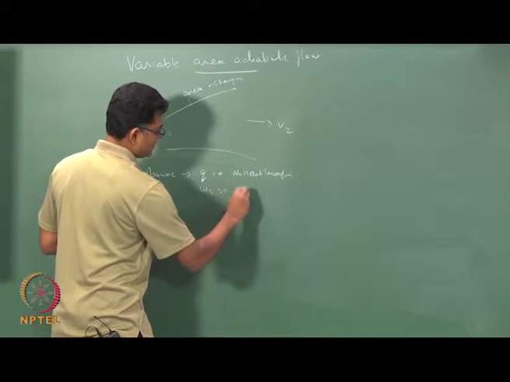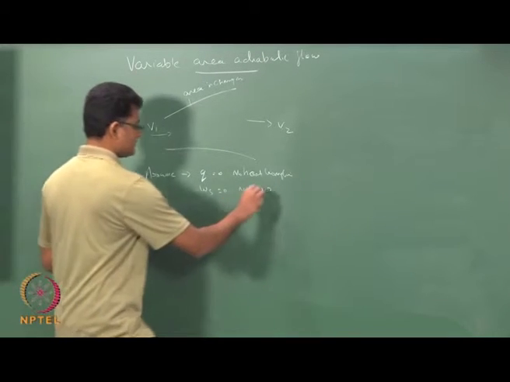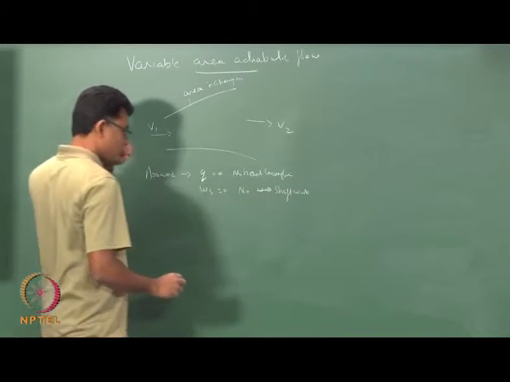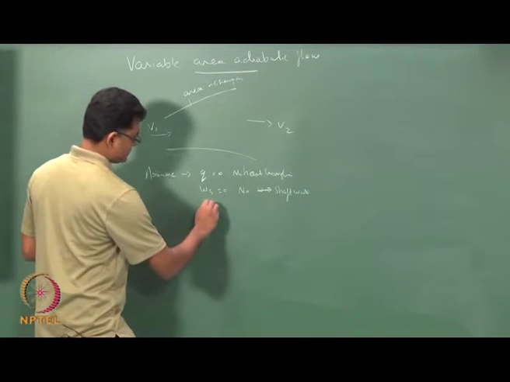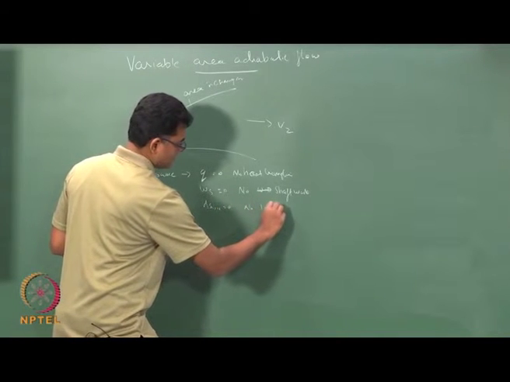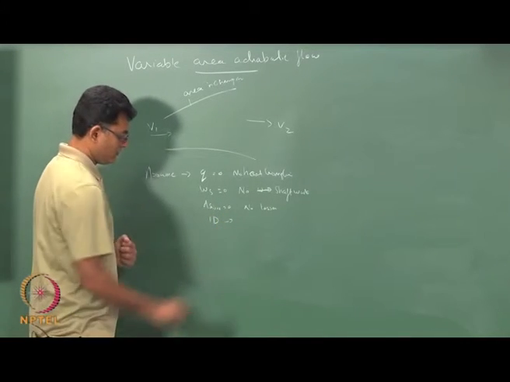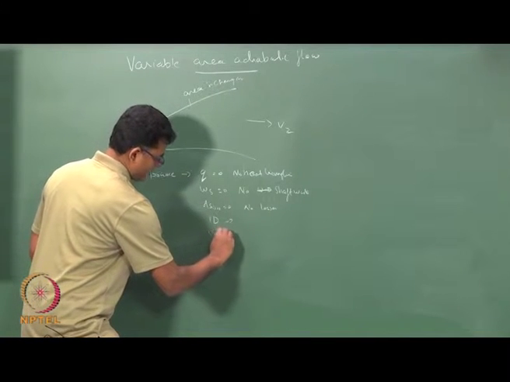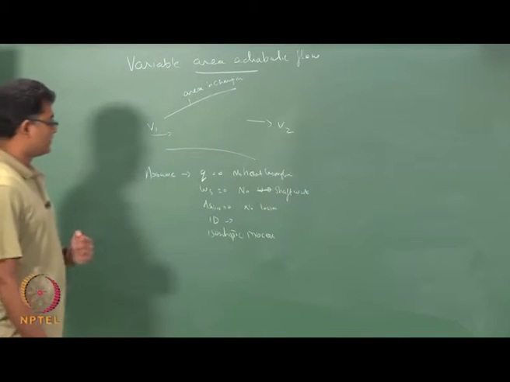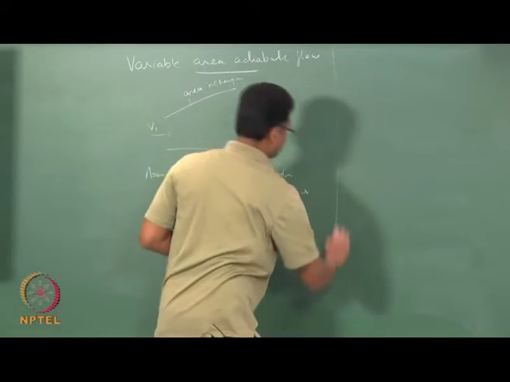Ws is 0, so no work done, no shaft work. No losses. Essentially, I am trying to do 1D flow. So, this is an isentropic process. So, what I am trying to do here is an isentropic flow through a variable area duct.